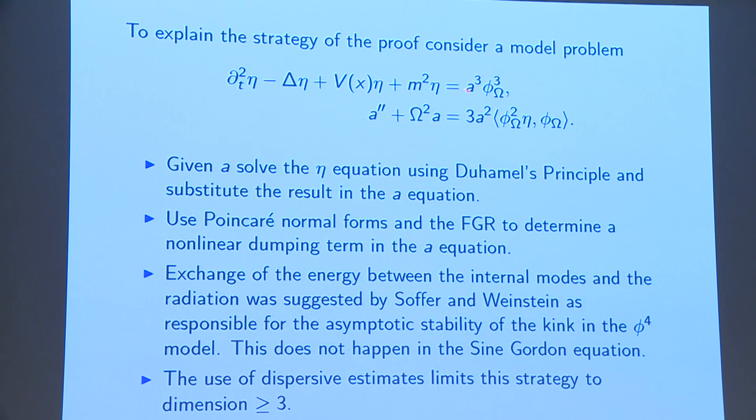And so their strategy is something like this. Given A, you first solve this equation for eta, you plug it into the second equation, then you have just a nonlinear oscillator, and you look for a normal form of this nonlinear oscillator, and then you find the decay of A, and then the decay of eta follows from that. By the way, you see that you have A cubed here, and this A cubed is very important. This 3 omega bigger than m has to do with this cube. If it was 4, then you would need 4 omega bigger than m, and so on.